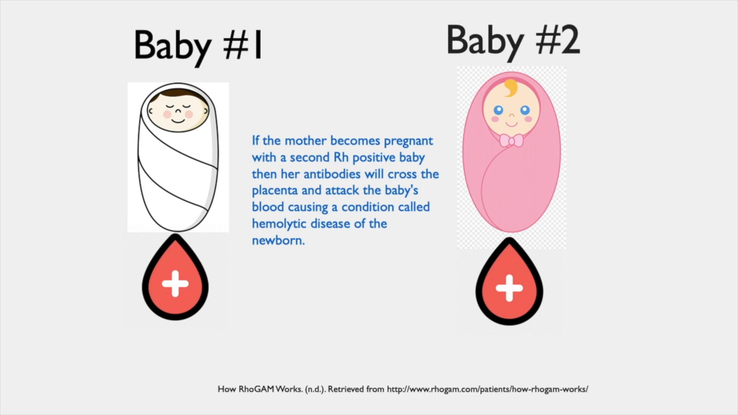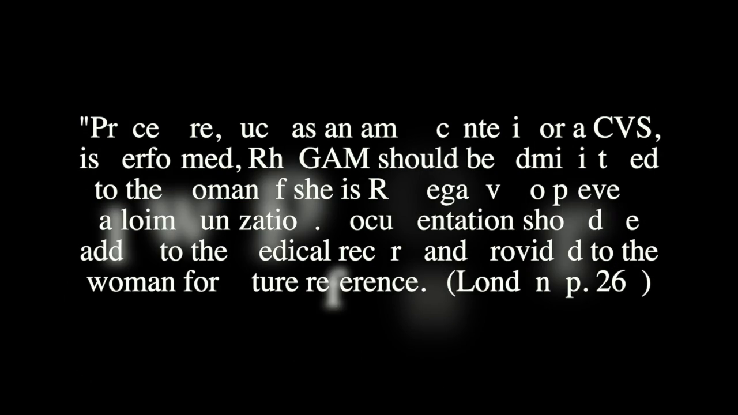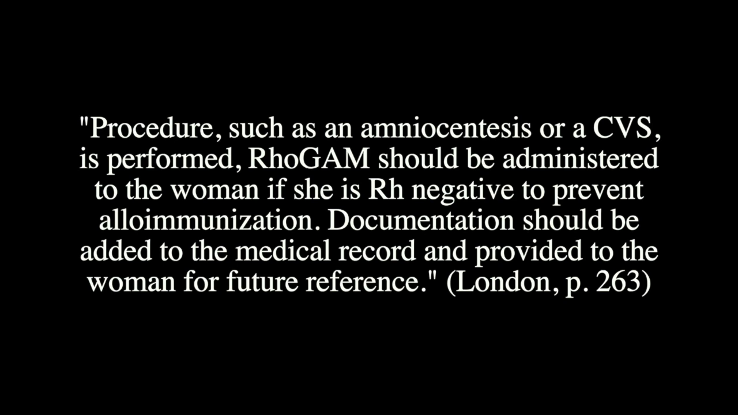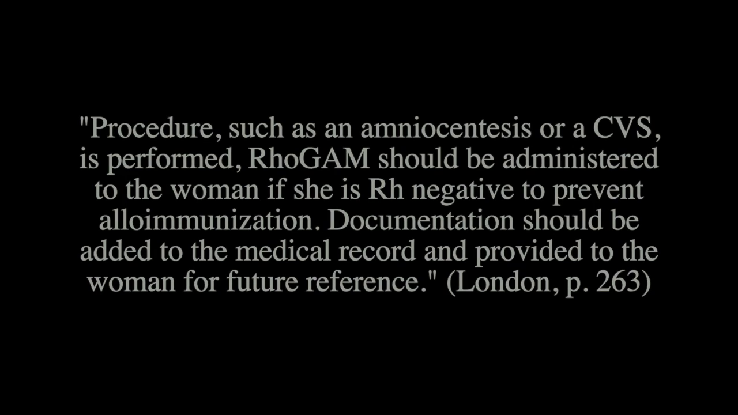The first pregnancy of the mother is not usually affected by Rh incompatibility. That's because it can take longer than 9 months for an Rh negative mom to make antibodies that fight Rh positive blood. These antibodies will sit and wait for the next pregnancy, and once the Rh positive cells are recognized, the antibodies are programmed to attack. So if a procedure such as an amniocentesis or a CVS is performed, Rhogam should be administered to the woman if she is Rh negative to prevent alloimmunization. Documentation should be added to the medical record and provided to the woman for future reference.